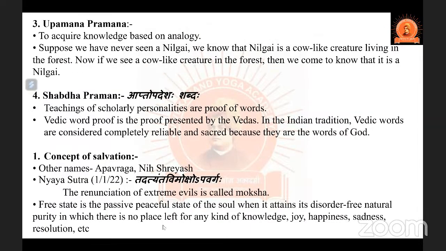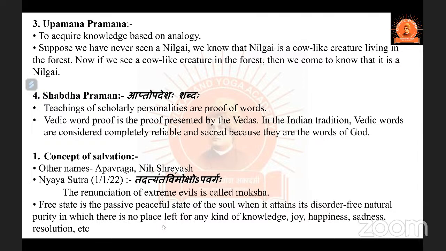It is through some analogy, through some logic, that we acquire knowledge. These are famous examples you might already have come across. These are the classical examples to explain these particular evidences. Suppose we have never seen a nilgai in real life, but we know that it is a creature, something like a cow-like creature living in the forest. But if we see a cow-like creature, we don't know whether it is a nilgai or not, how a nilgai actually looks. We don't know because we never saw it.